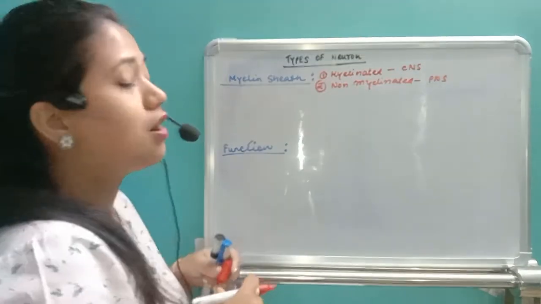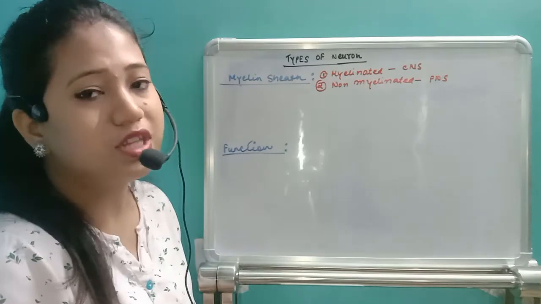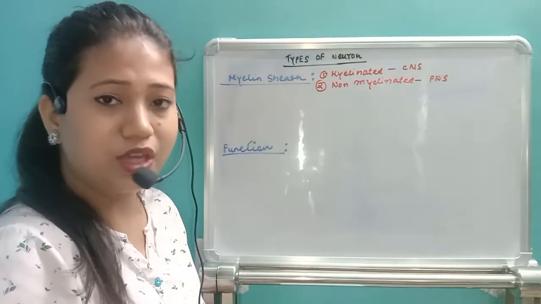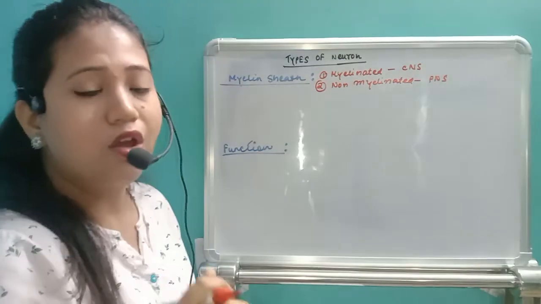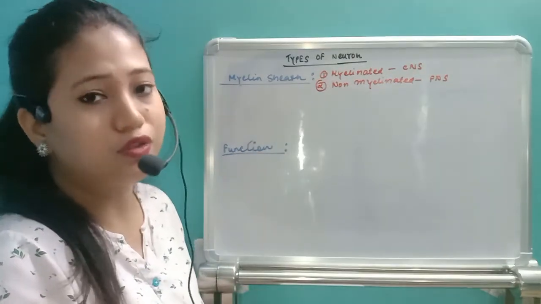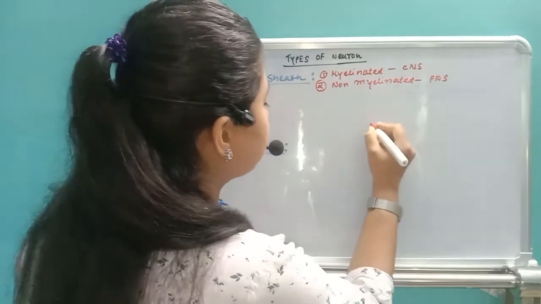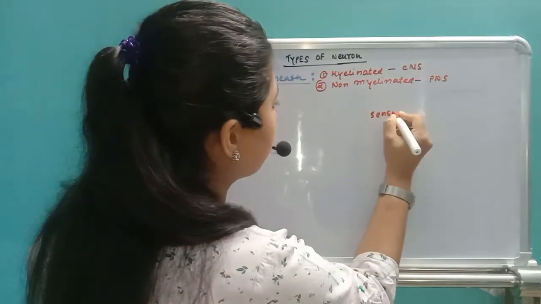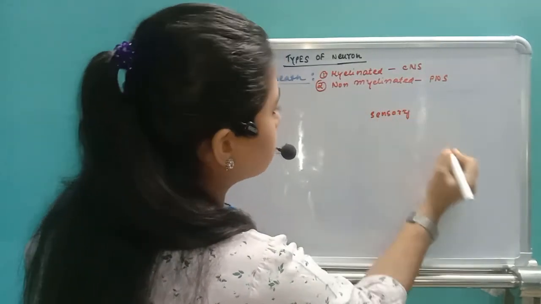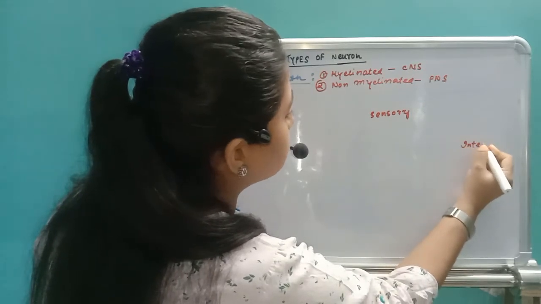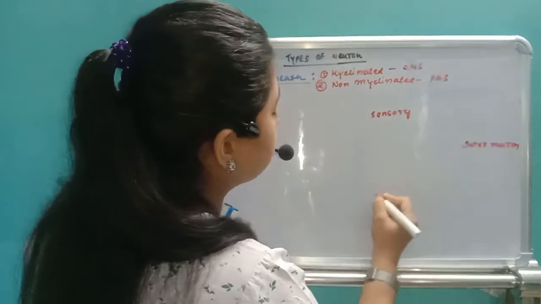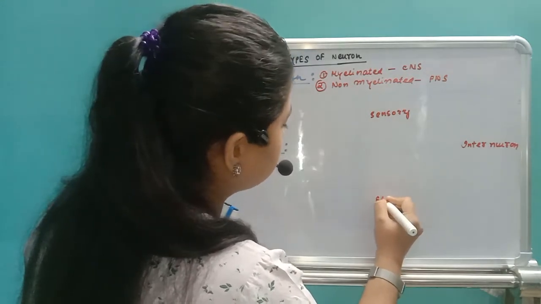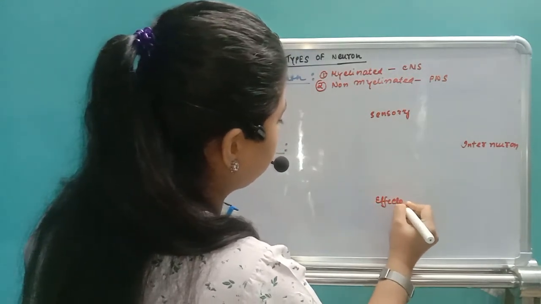Then after that, function-wise also the neurons can be of different types. Okay, so let's just see. If it comes to function-wise, we have three different types of neurons. What are they? Sometimes it can be a sensory neuron, sometimes it can be called an interneuron, and sometimes it will be called an effector neuron.